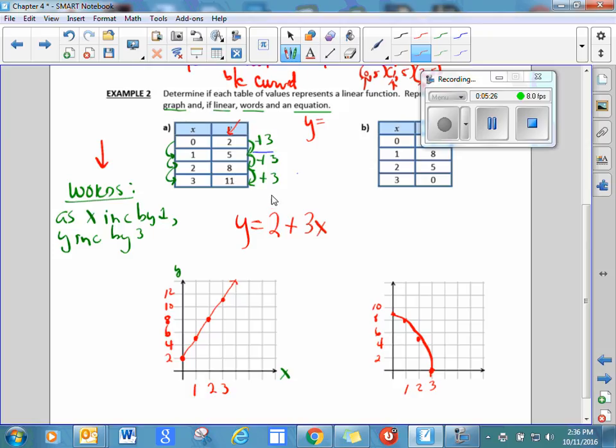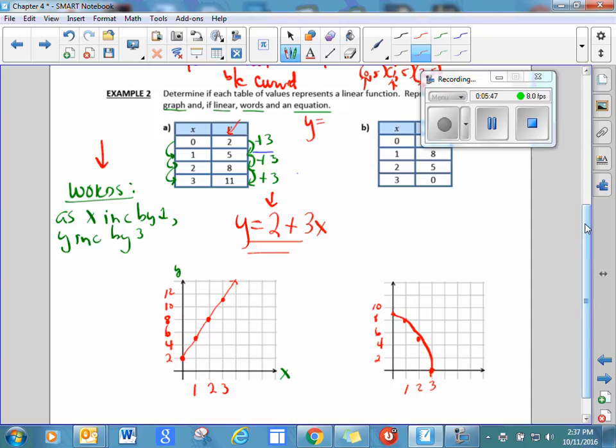Again, I start with y equals where it is when there are no x's, when x is 0. Where is y? He starts right there, constant. And then what happens to him? He goes up by 3 for every time that the x goes up by 1. So that's how I begin to write my equations.